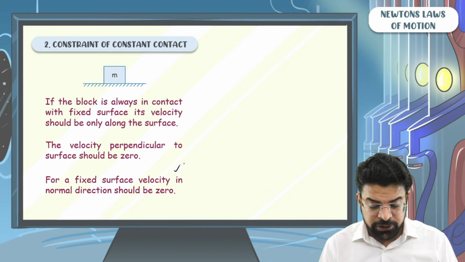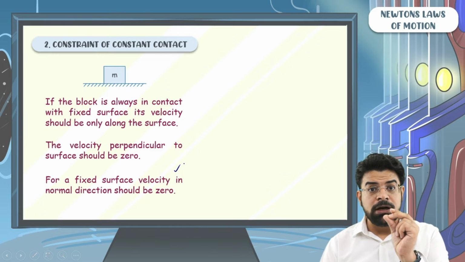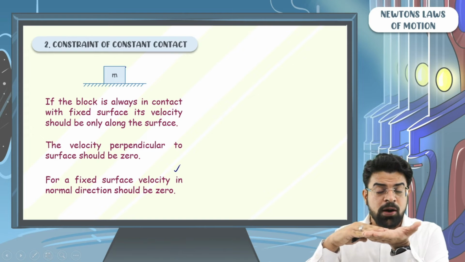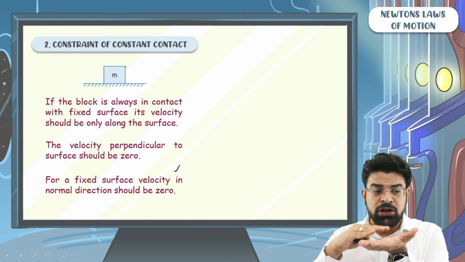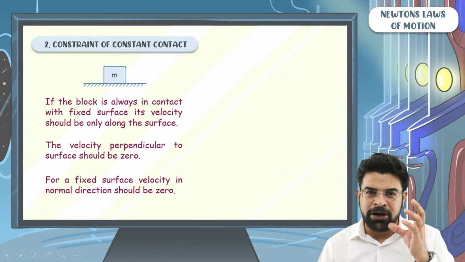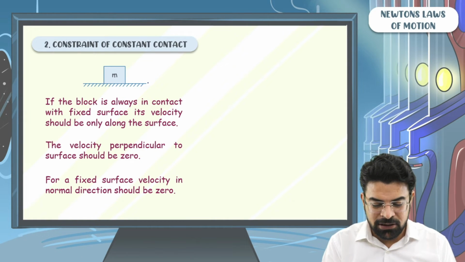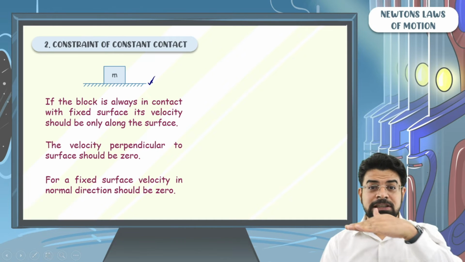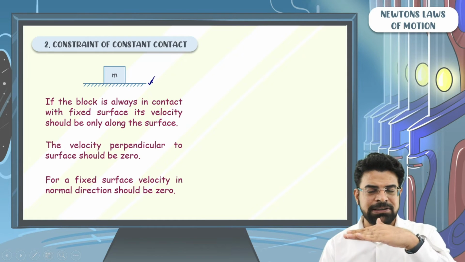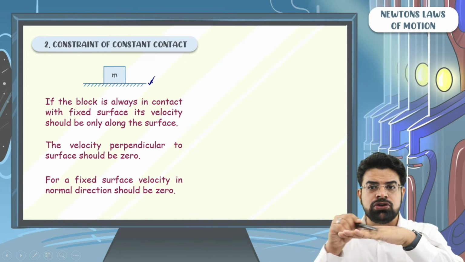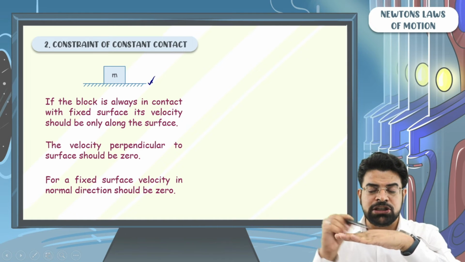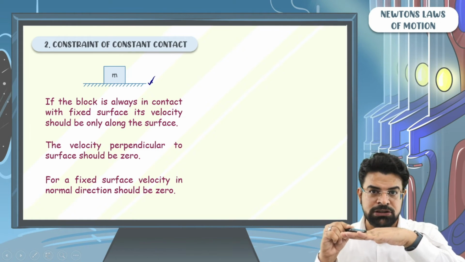For a fixed surface, velocity in the normal direction should be zero. So if a block moves in constant contact on a fixed surface, then the velocity in the normal direction should be zero. This is the concept. But this particular concept becomes tough when the surface is not fixed. If the surface is moving, then what statement should we use for constant contact? For a fixed surface, it is easy to understand that if the block shouldn't lose the contact with the fixed surface, then it shouldn't have any velocity along the normal direction. It should have velocity only along the surface, right?